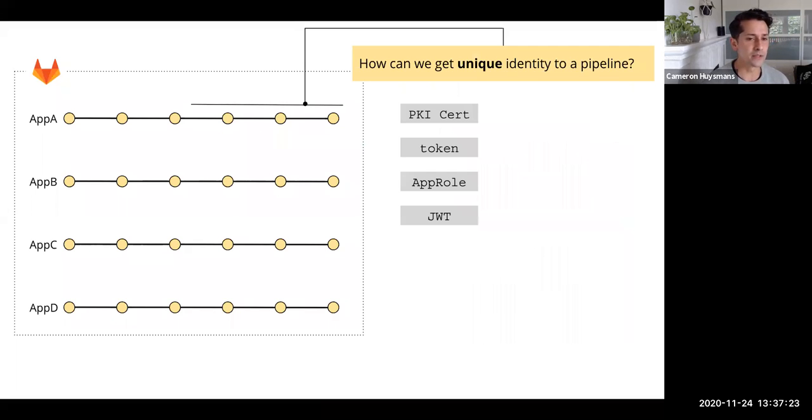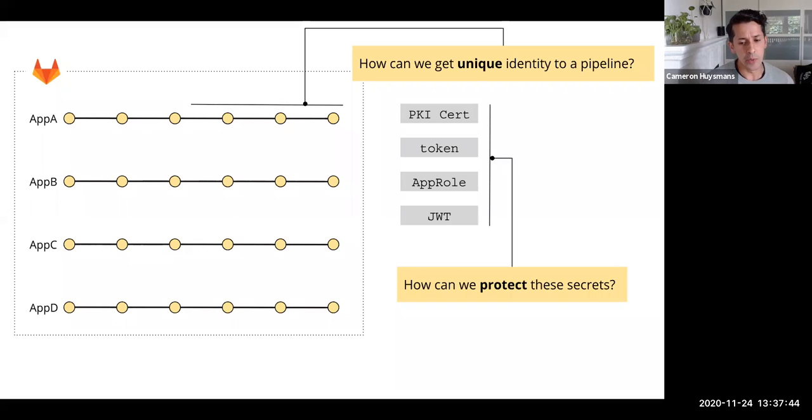And there's a few different ways we could do this. We could use something like a PKI cert. We could create a token within Vault and give that a scope to be able to access the secret. We could use something like AppRole. Even with something like GitLab, there's the notion of creating JWTs, which can be tightly scoped. I think the problem certainly with the first two is, how do we protect these, right? A token is a secret in itself. So how do we protect that secret in the pipeline?